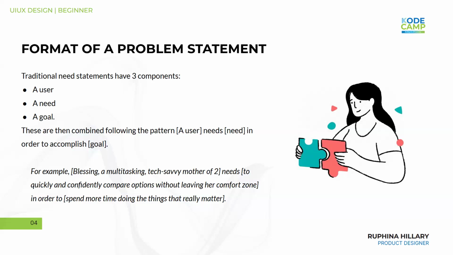We know that from this problem statement, from seeing the need, for there to be a need, it means the need has not been met. So from this problem statement, we can easily derive that she has not been able to compare quickly and confidently. It's possible that other options she has been trying to use are not fast enough, or she doesn't have enough trust in them to be confident to do it without leaving her comfort zone.